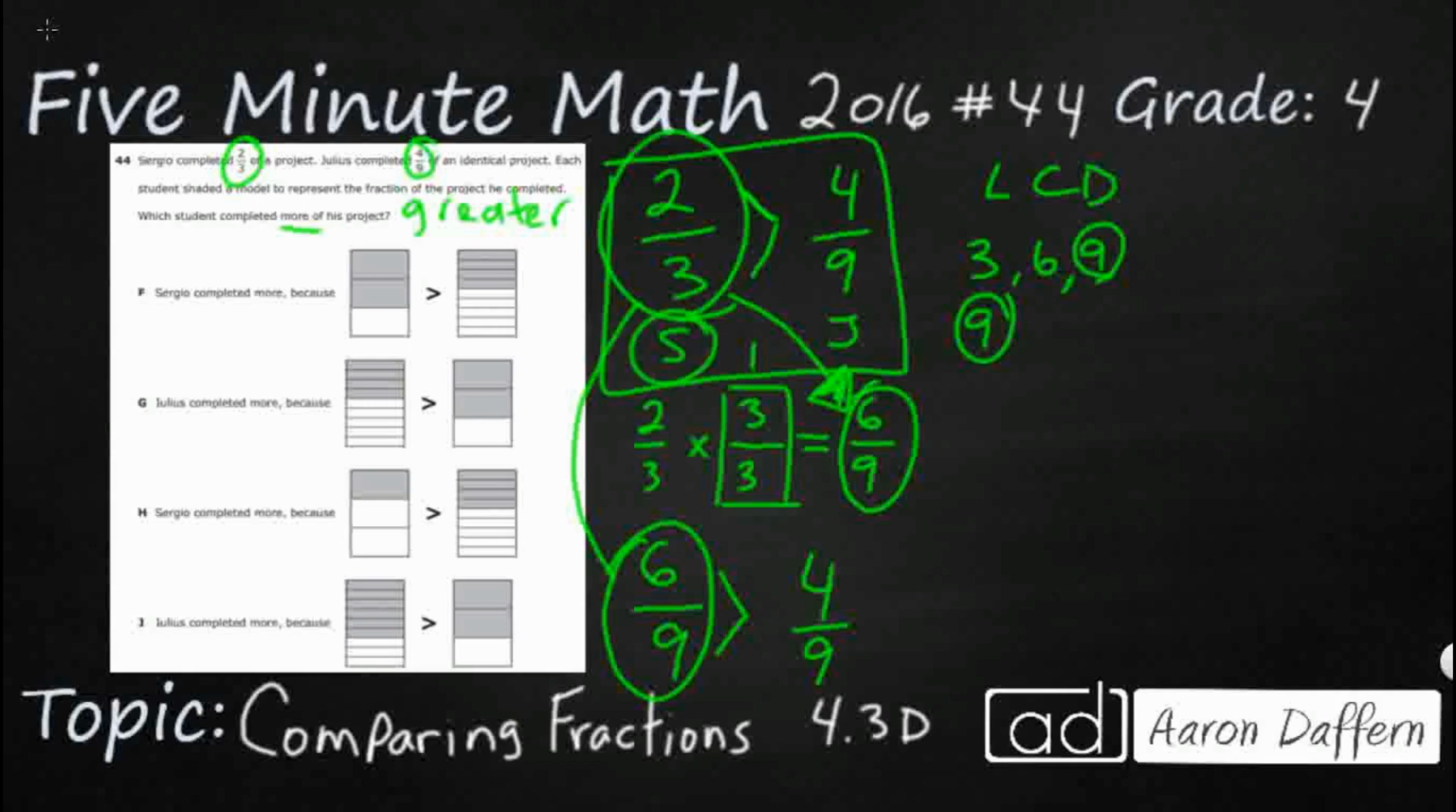So Sergio completed more. So it's going to either be F or H. We're not going to use G because Julius did not complete more, and as you can see, they're next to each other. This is actually less than, and this is, they're actually equal. The way they kind of shaded them in incorrectly here. So Sergio, this looks like 2/3. This is 4/9. That looks good. So I'm thinking that's it. Oh, look what H did. They just didn't shade it incorrectly. That's 1/3. That's 4/9. That's incorrect. So my answer here is F.